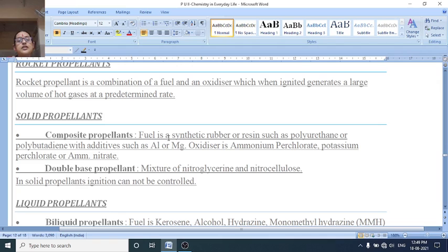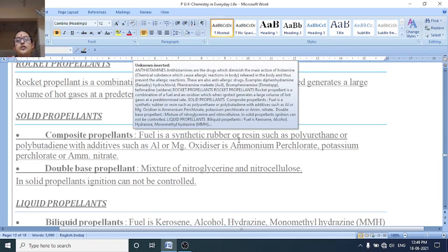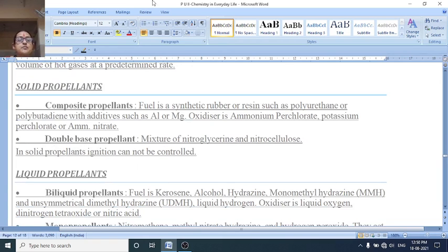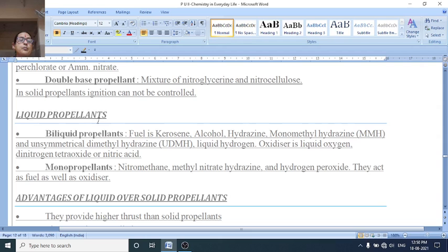A fuel is a synthetic rubber or resin such as polyurethane or polybutadiene with additives such as aluminium or magnesium. Oxidizer is ammonium perchlorate, potassium perchlorate or ammonium nitrate. Next is double base propellant, a mixture of nitroglycerin and nitrocellulose in solid propellant. Ignition cannot be controlled. Next is liquid propellants.